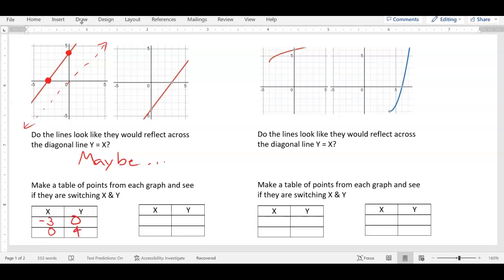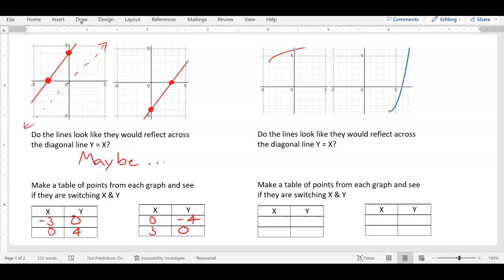0, 4. Okay. Now, I'm going to find the points on the other line and see if those are flips, because if they're flips, then it's an inverse. Okay, let's start at the bottom here. What is this point down here? Zero, negative 4. And what about this point over here? 3 to the right, and then 0.